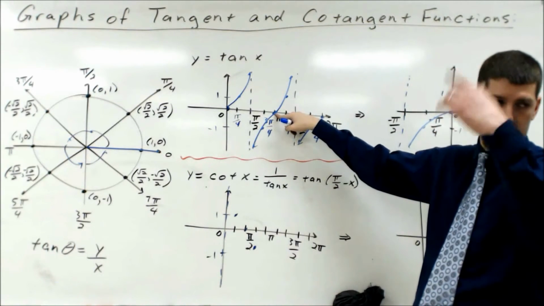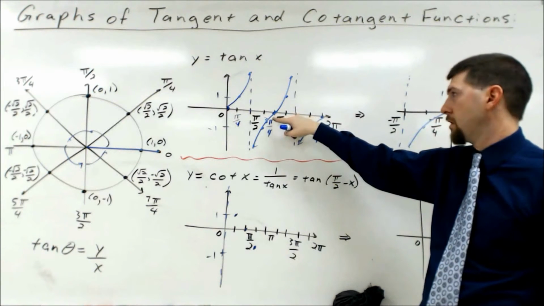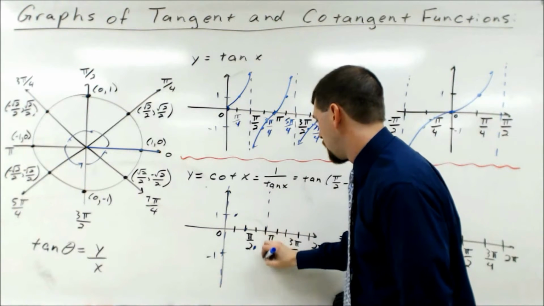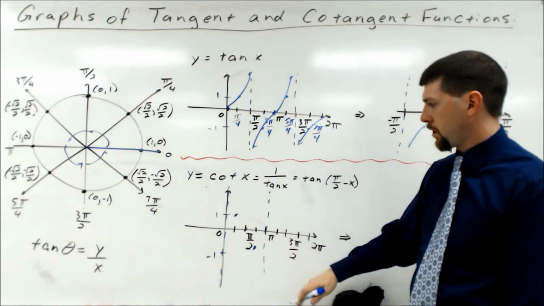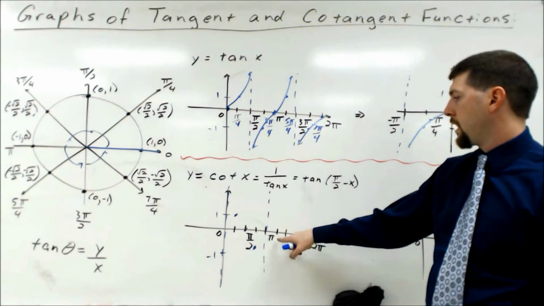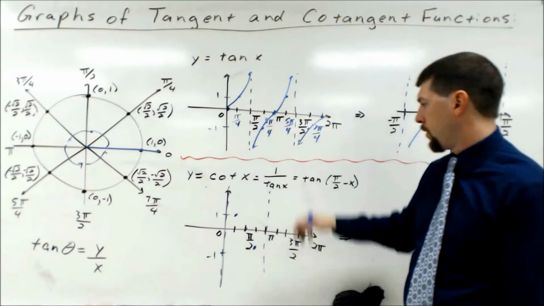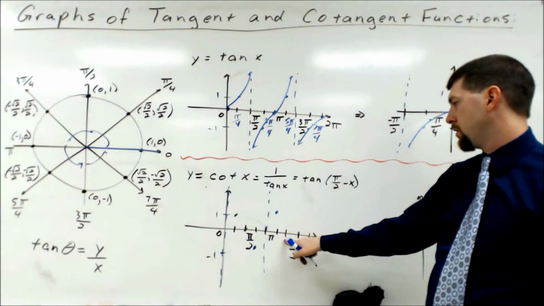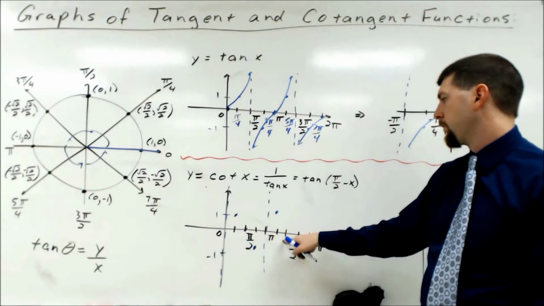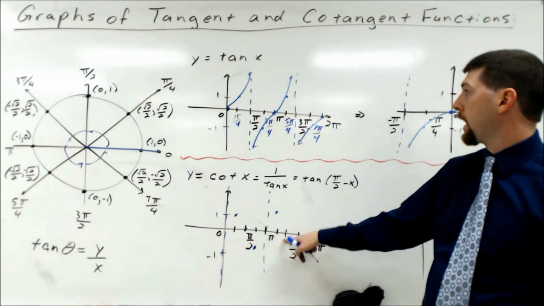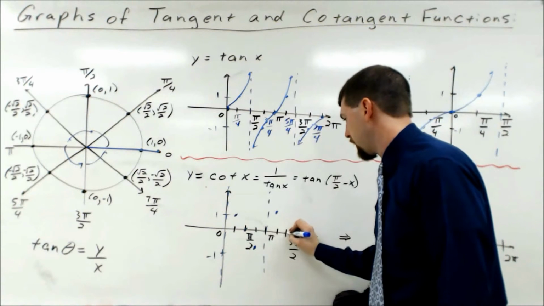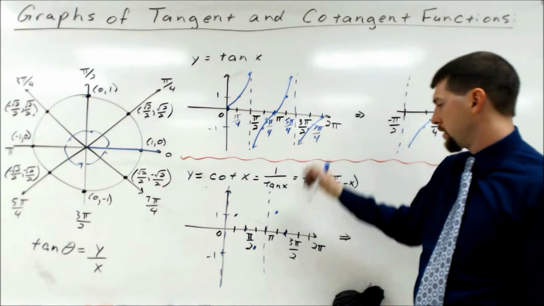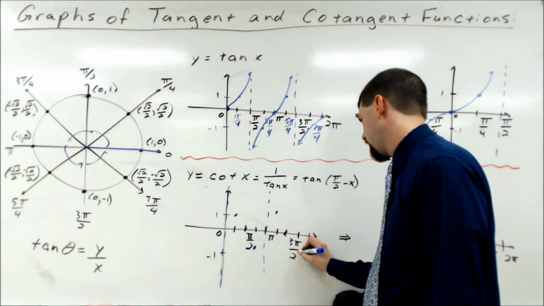The reciprocal of 0, because it's 0 over 1, when I flip that, becomes 1 over 0. So the reciprocal of 0 is undefined. We should start to see our curve taking shape here. At 5 pi over 4, we were at 1, so the reciprocal keeps us at 1. At 3 pi over 2, we were undefined. The reciprocal of undefined is 0 again. At 7 pi over 4, we were at negative 1, so the reciprocal is still negative 1.